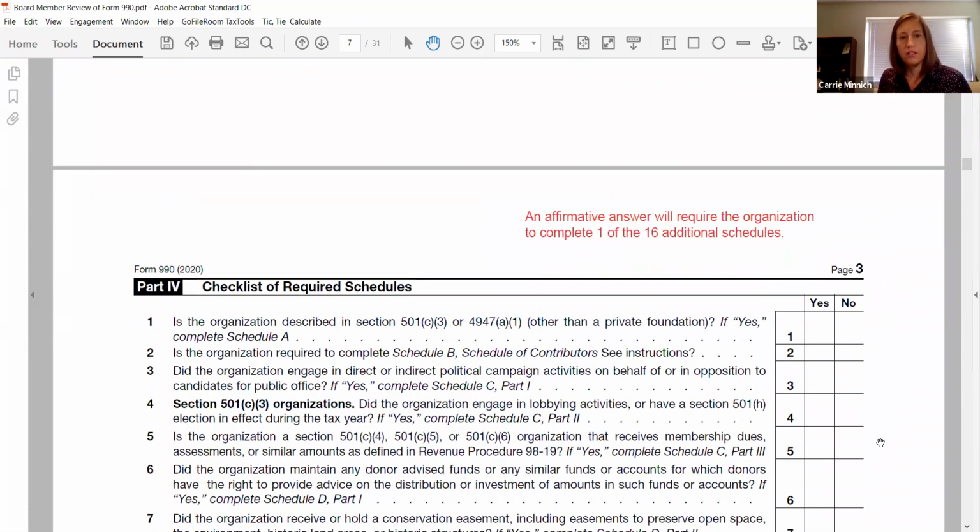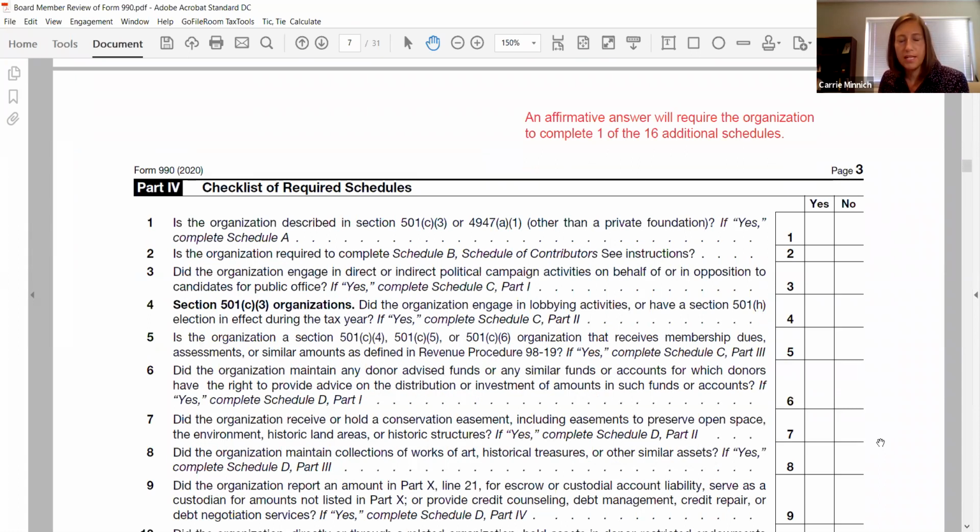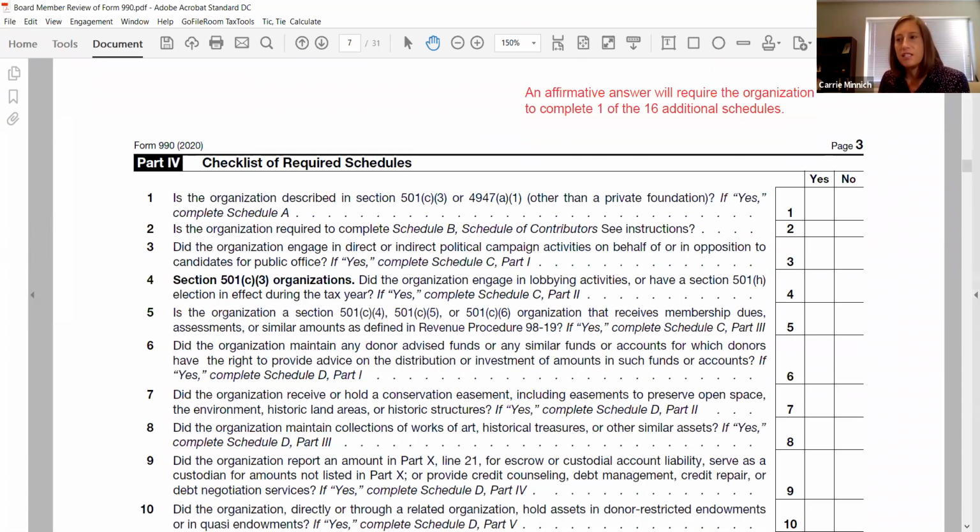Moving on to the next part of Form 990. This is a list of 38 questions, yes or no questions, that asks if your organization has had different transactions, different kind of activities during the year. Depending on what your organization does, you may or may not have to answer additional schedules. So if you answer yes to any of these questions, you're going to have to complete an additional schedule.